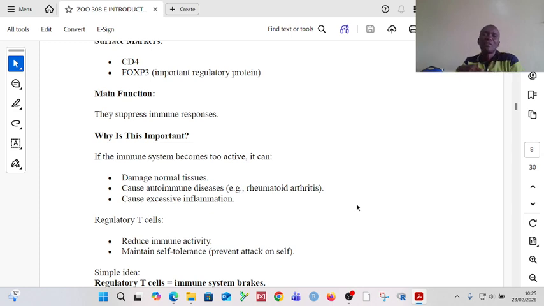It helps in promoting and maintaining self-tolerance, so that the immune system can tolerate cells that belong to the body of that particular organism. By doing that, the regulatory T cells help to prevent the immune system from attacking itself. So your immune system cannot attack your own body because of regulatory T cells. If there were no regulatory T cells, then most likely the immune system would attack your own body. If the immune system attacks your own body, then it causes autoimmune diseases.